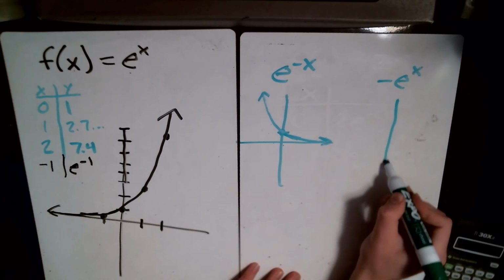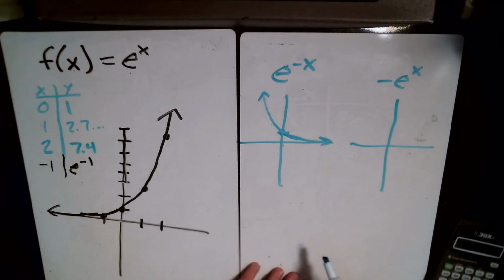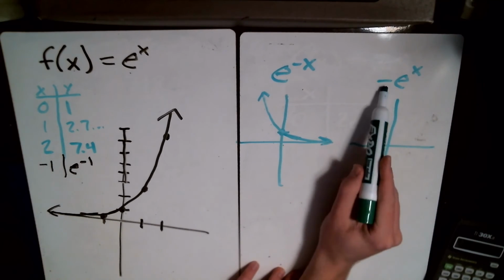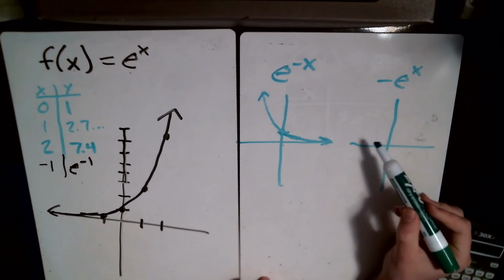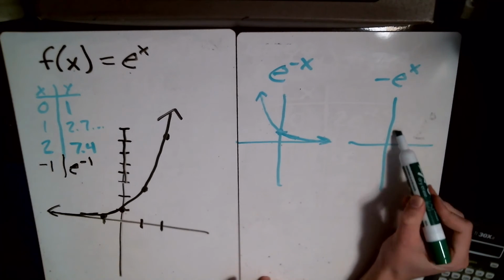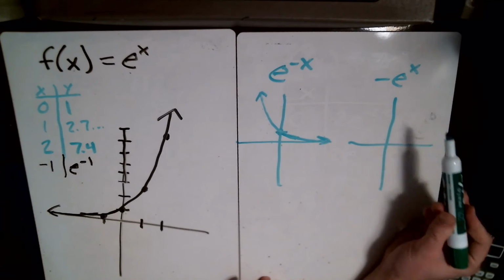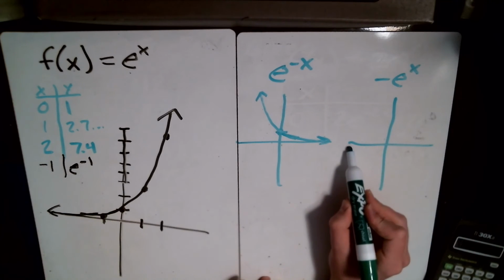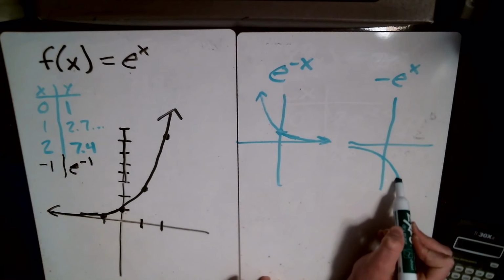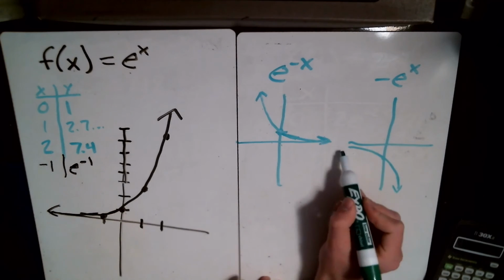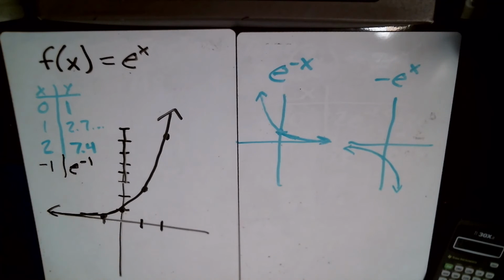Okay, another one: negative e to the x. What does it do when you put the negative on the outside of the function, on y? That reflects you over the x-axis. So our normal graph for e to the x would look something like that, right? But then with us reflecting it over the x-axis, it's going to look like this, right? That would be our graph for that one.